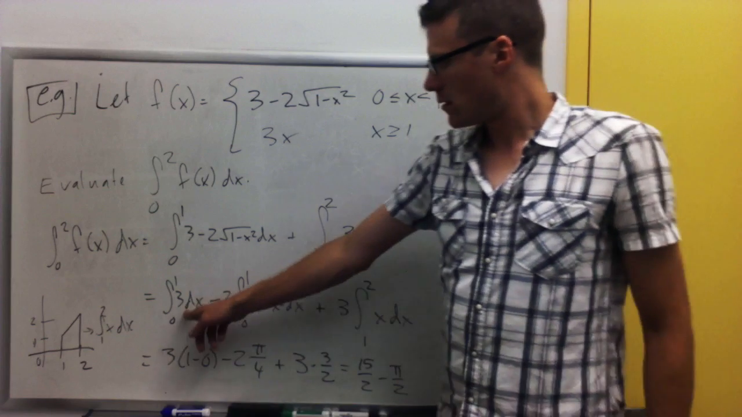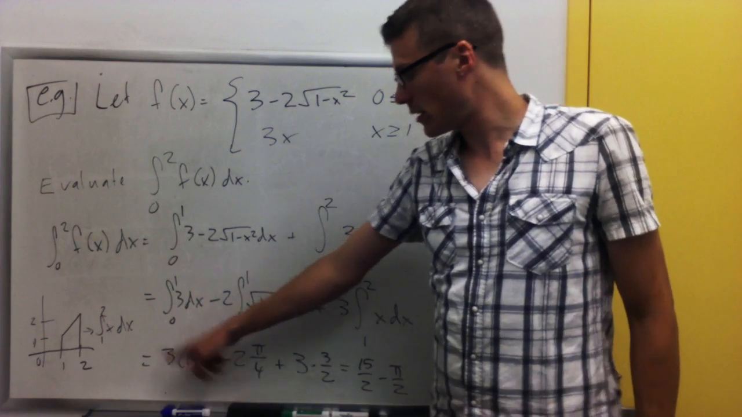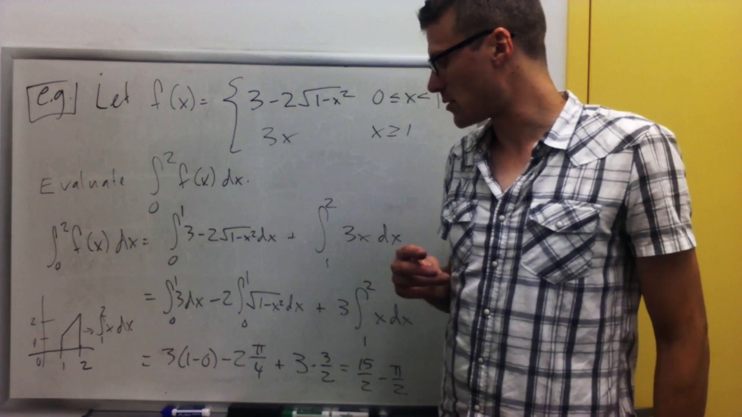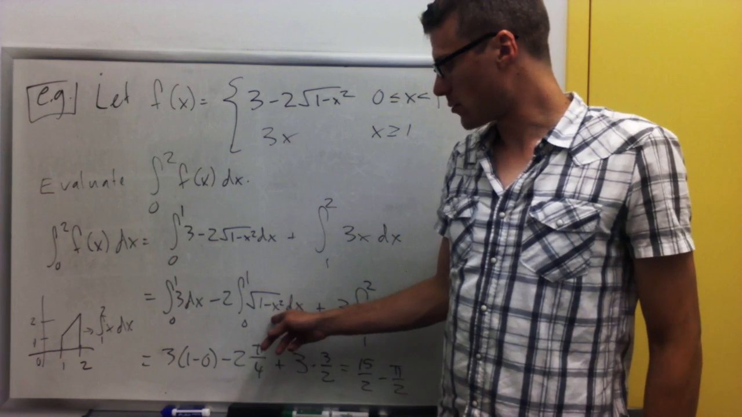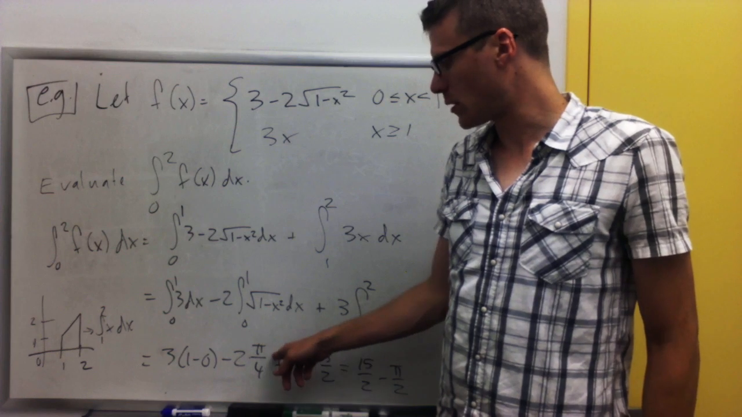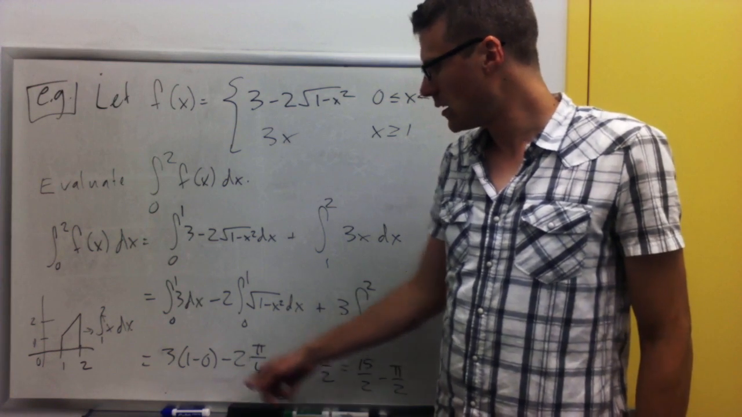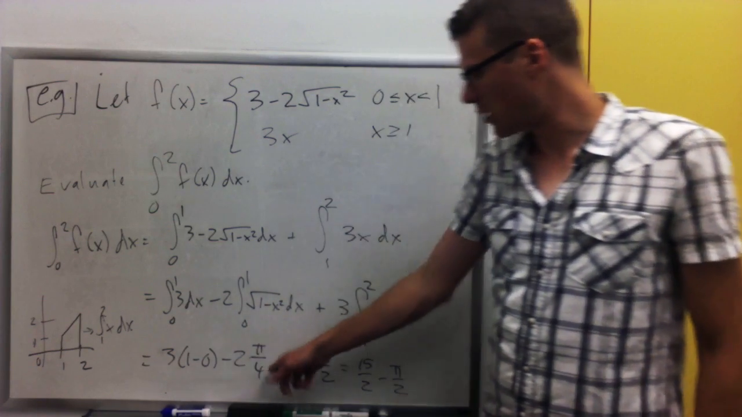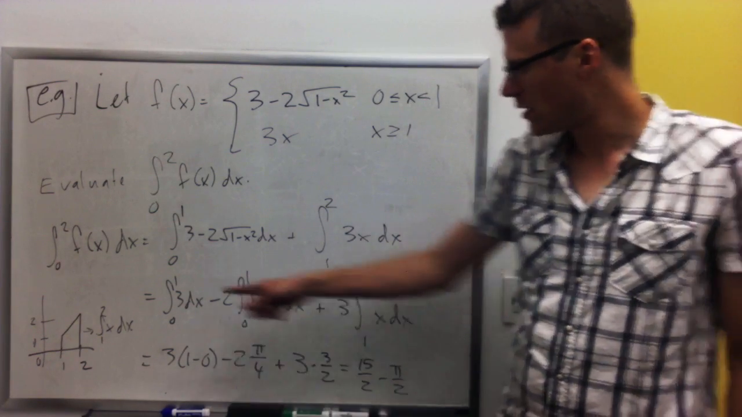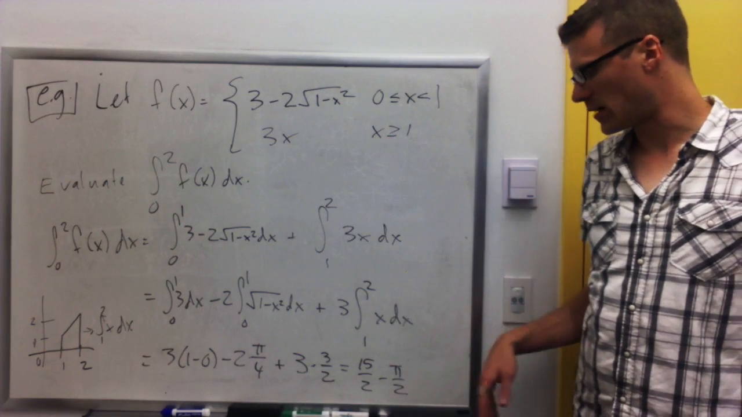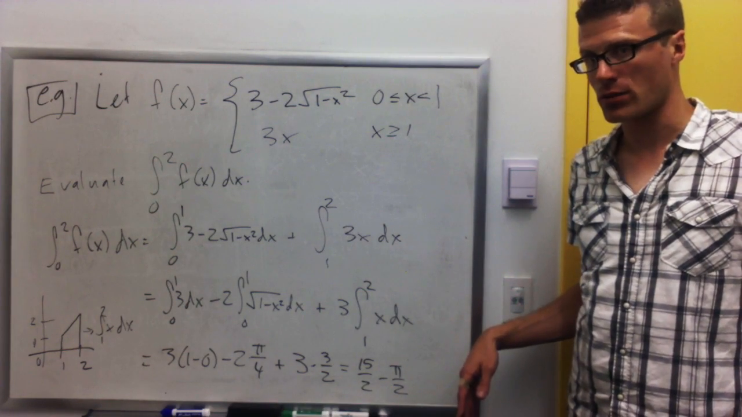So, the integral from 0 to 1 of 3 is 3 times the difference of the limits according to one of our properties of integration. The integral from 0 to 1 of root 1 minus x squared is pi over 4 from geometric considerations as we saw before. So I have 3 times 1 minus 2 times pi over 4 plus 3 times this area, which is 3 halves. I combine it all and I get 15 halves minus pi over 2.